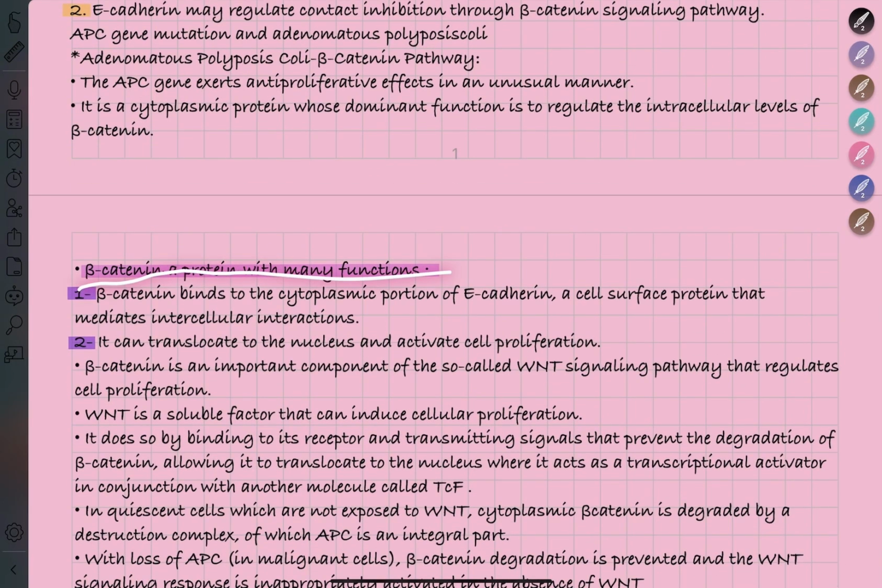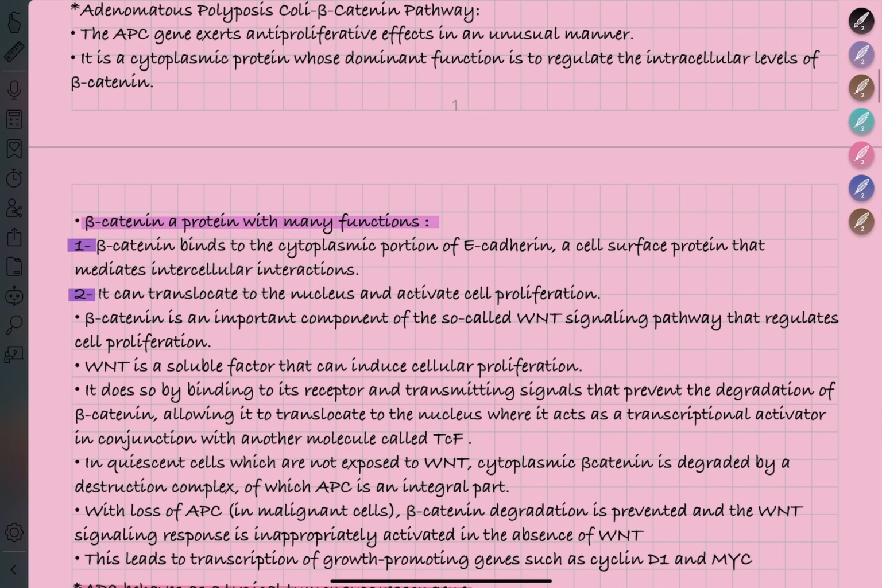Beta-catenin is a protein with many functions. Beta-catenin binds to the cytoplasmic portion of E-cadherin, which is a cell surface protein. This E-cadherin mediates the intercellular interactions, meaning interactions between cells. The same beta-catenin can translocate itself to the nucleus, meaning it detaches from E-cadherin and goes down to the nucleus. How can it do that? What ability makes it do that? Basically, it's an important component of the WNT signaling pathway that regulates cell proliferation.